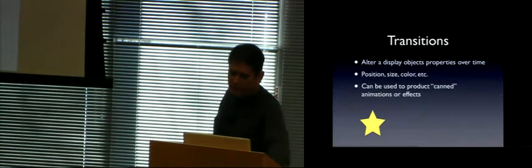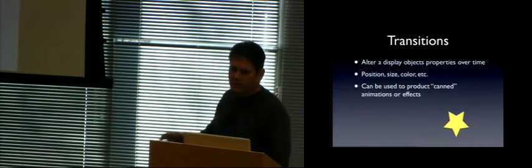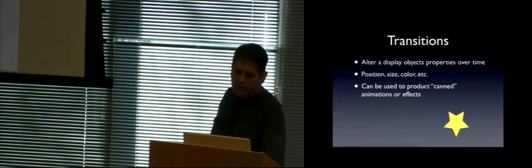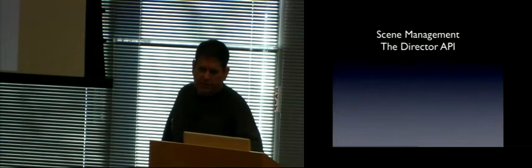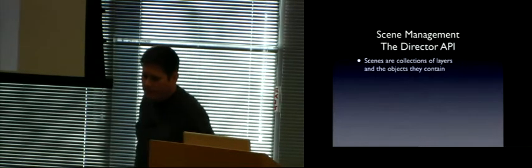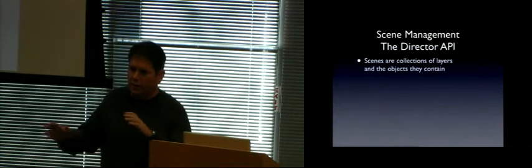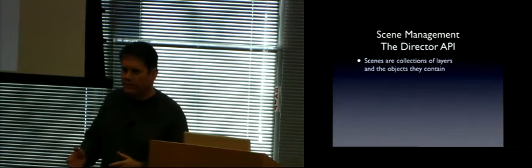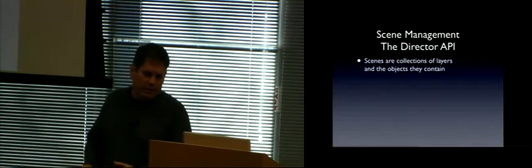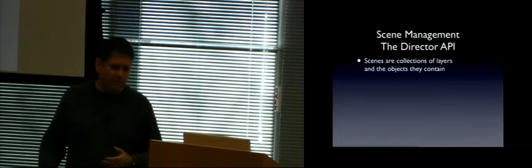For instance, in this particular slide, star transitions to the right with a spin. Very easy to do with transitions in Gemini. The scene management API, the director API, provides basically a way to allow you to script your levels in a sane way. Instead of having one giant Lua file or trying to organize your Lua files in a way that provides loading and unloading of levels, the director API does all that for you.